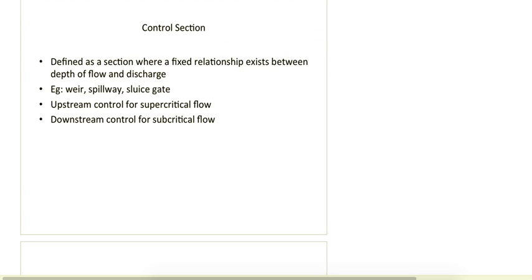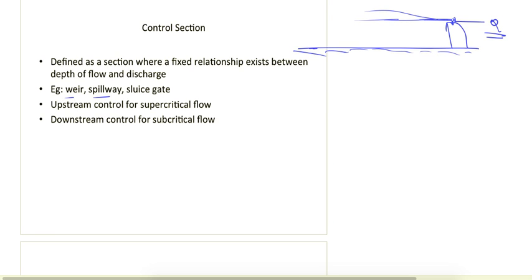Now we have to study the interaction of various slopes. Before that we'll see the control section. So the control section is a section where a fixed relationship exists between depth of flow and discharge. So control section can be anything. Some examples are man-made structures such as weir, spillway. So here if we are making a weir or spillway, we know what will be the depth at this point, and corresponding to that depth we can calculate the discharge also. So we know here what will be the depth and what will be the discharge.